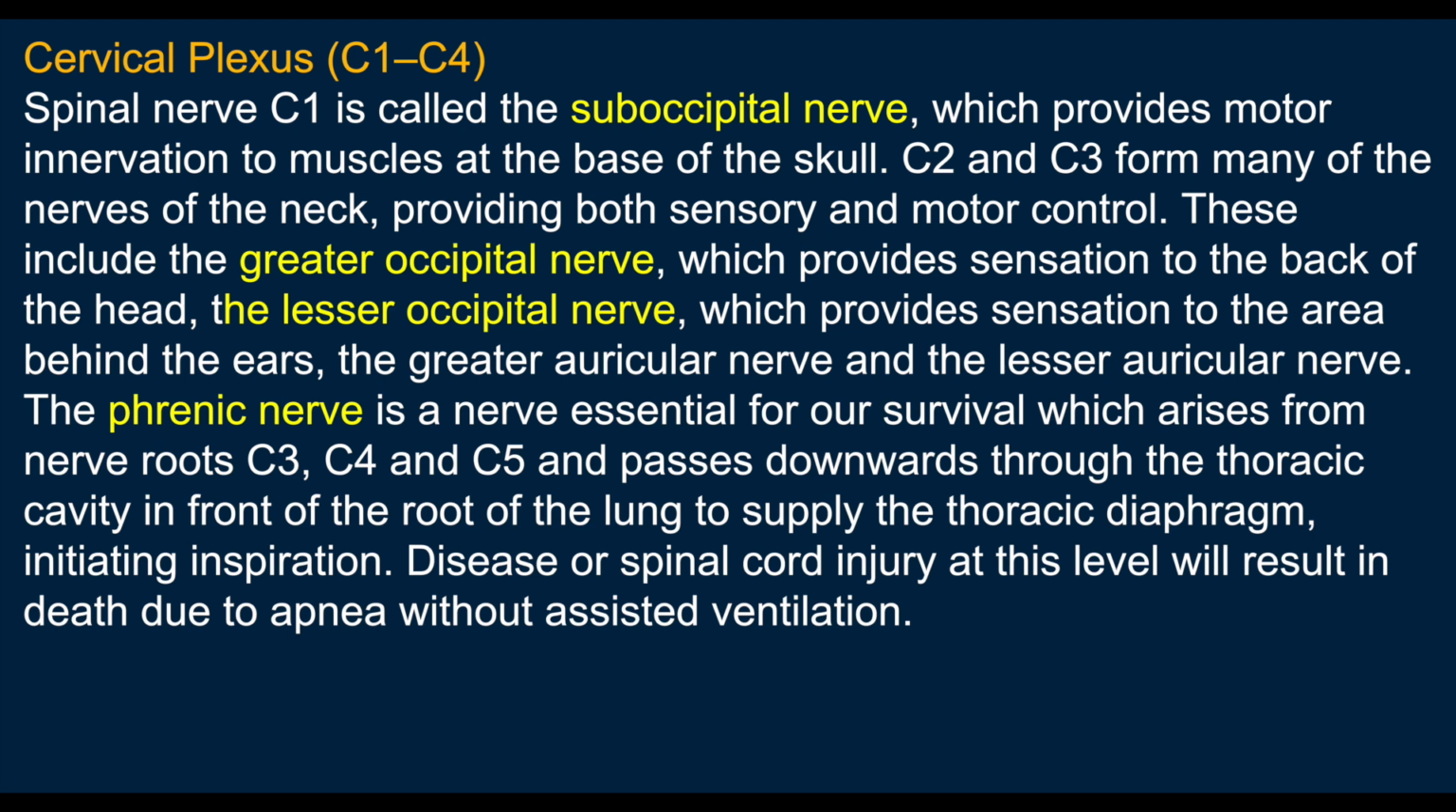The phrenic nerve is a nerve essential for our survival which arises from nerve roots C3, C4 and C5 and passes downwards through the thoracic cavity in front of the root of the lung to supply the thoracic diaphragm, initiating inspiration. Disease or spinal cord injury at this level will result in death due to apnea without assisted ventilation.